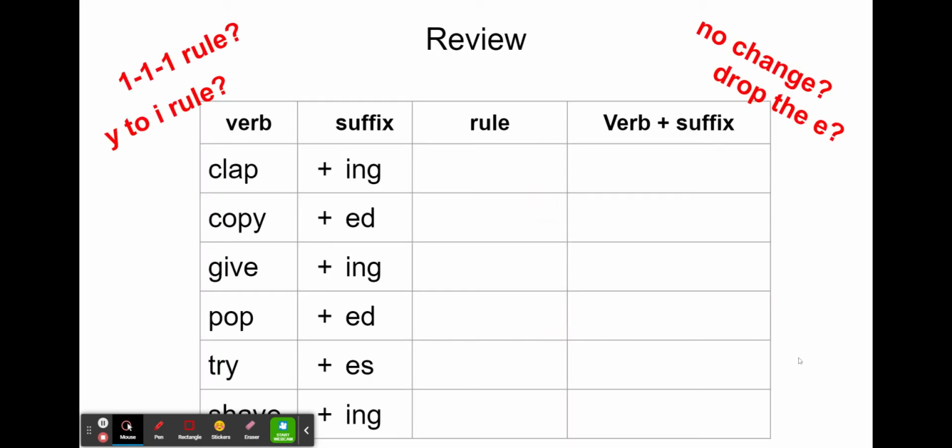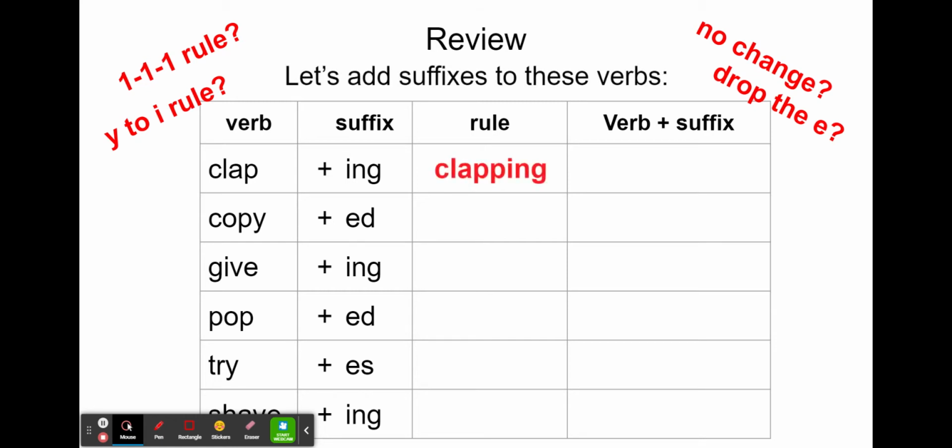Sorry about that, everyone. All right, jumping ahead, we are now going to practice adding suffixes to verbs. It's been a while since we've done this, so let's try the first one together. To make clap into clapping, we're going to use the 1-1-1 rule. Remember, a one syllable word that ends in one vowel, saying its first sound, and one consonant, we're going to double the consonant to add the vowel suffix. That is called the 1-1-1 rule.